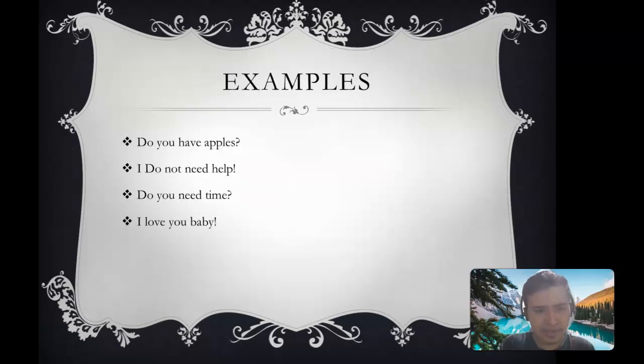For example, hey, Susanita, do you have apples? That is a question mark. Or, I do not need your help! Say you're not being helped, you're not doing anything. No, I do not need your help! That is an exclamatory sentence. Then we have, do you need time? So we're using the question mark. And the other one says, I love you, baby! So that is an exclamation, or exclamatory sentence, as well.